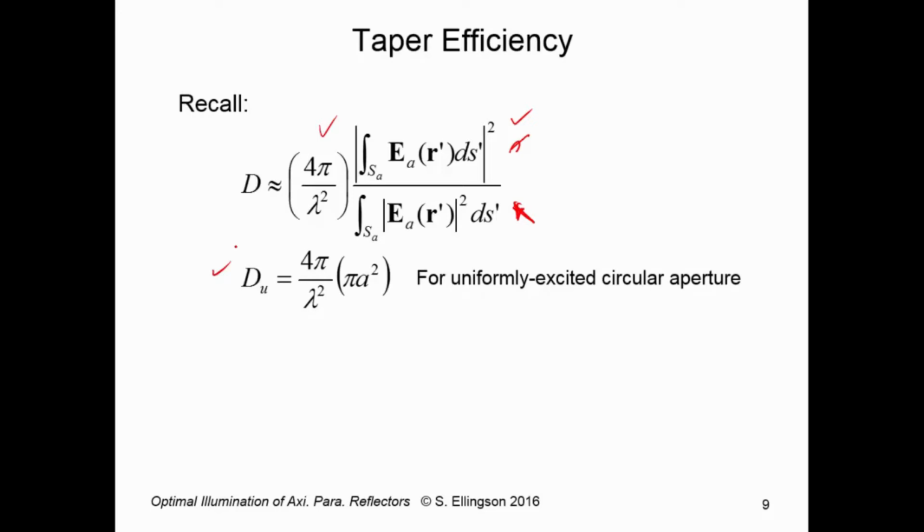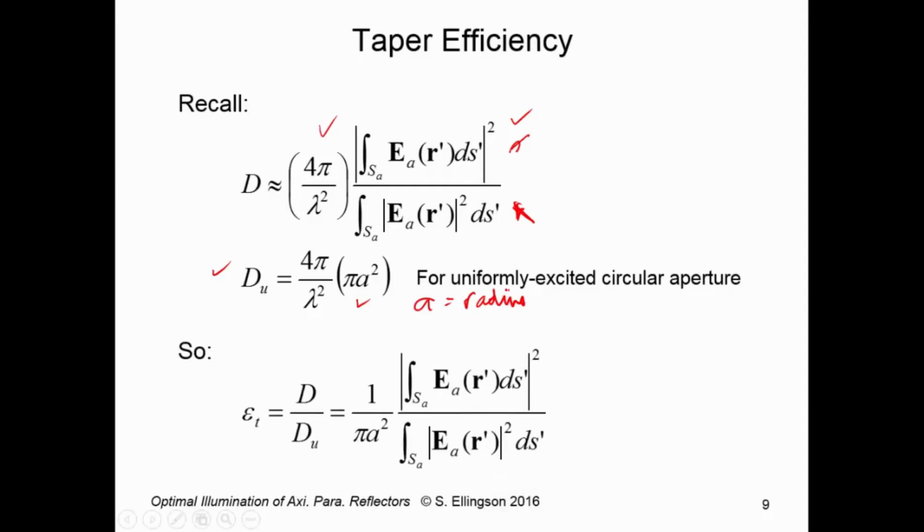For a uniformly excited circular aperture, that is what will appear in the denominator for our expression for taper efficiency. The expression is simple. It's just 4 pi over lambda squared times the physical area of the aperture, which is just pi a squared, where a is simply the radius. So we can write the taper efficiency as 1 over the physical aperture, pi a squared, times the ratio of those two integrals.